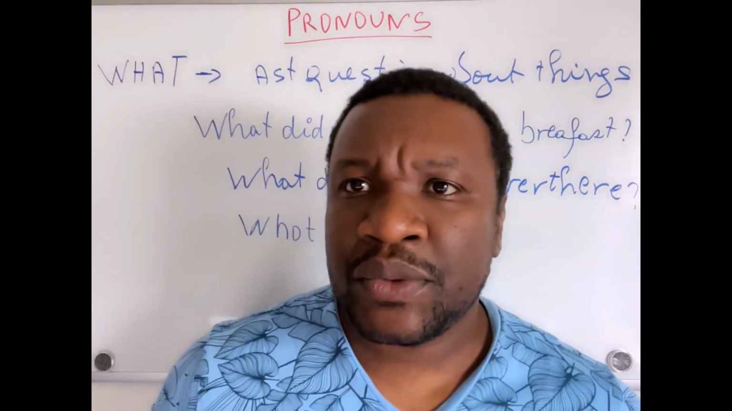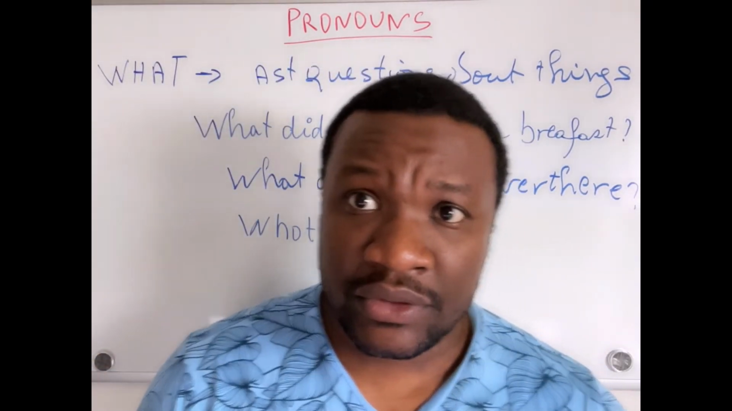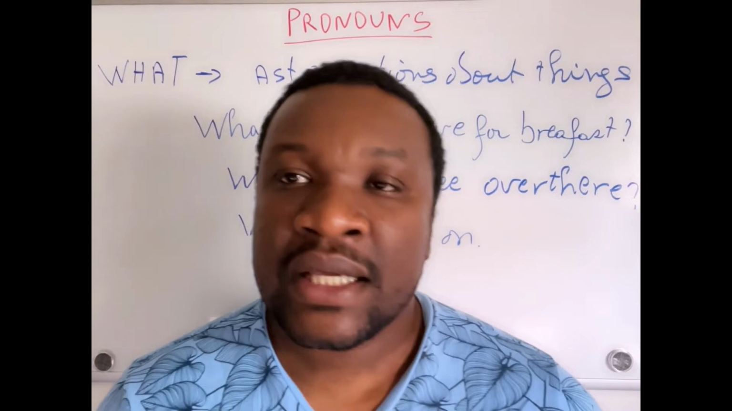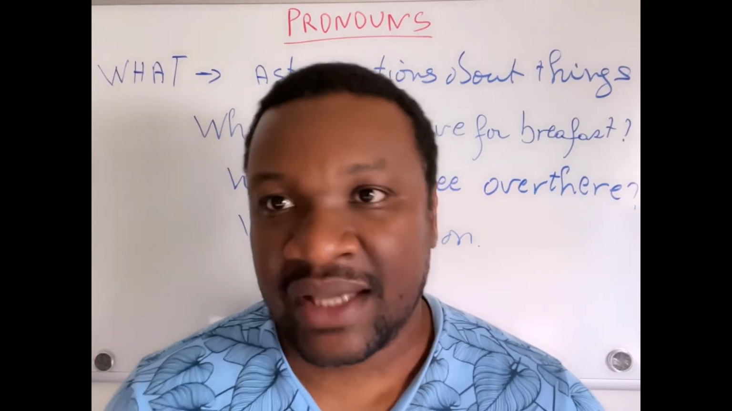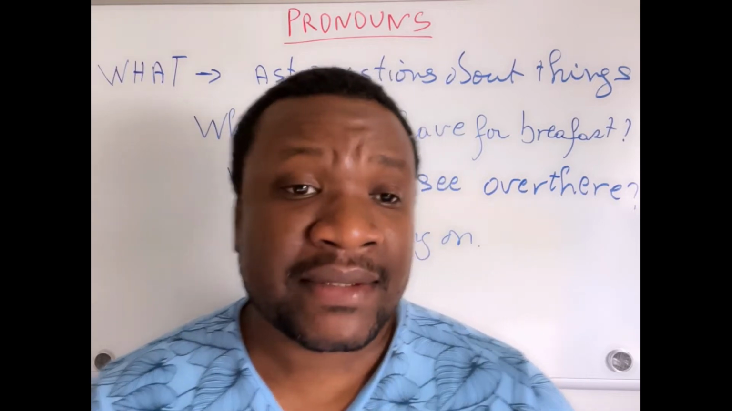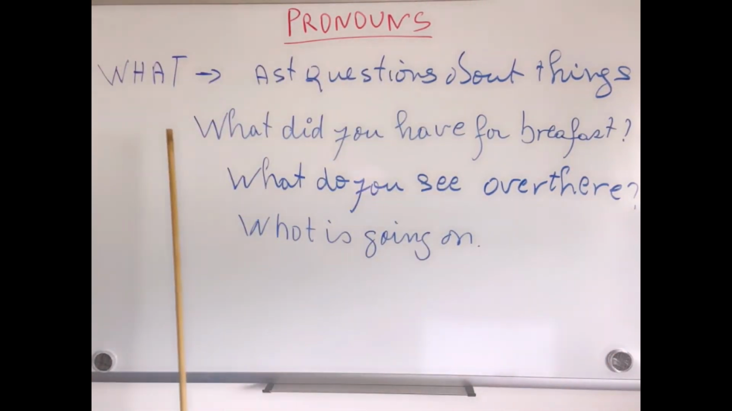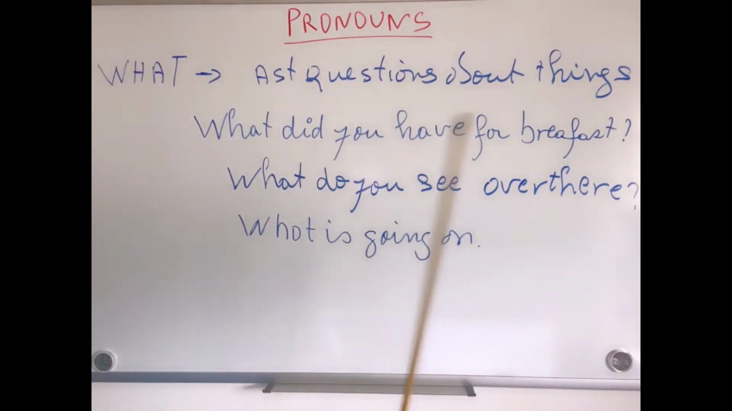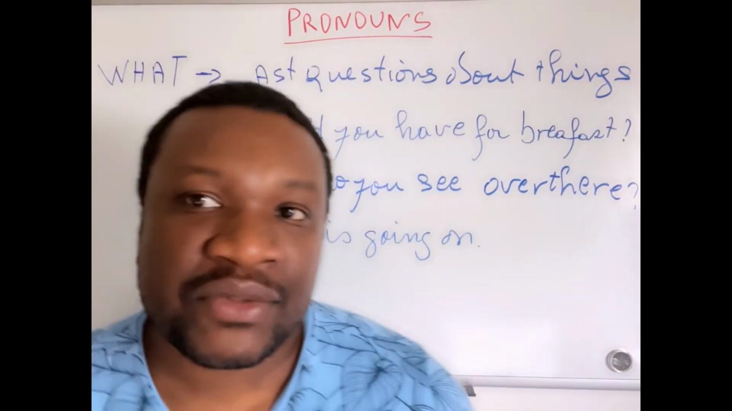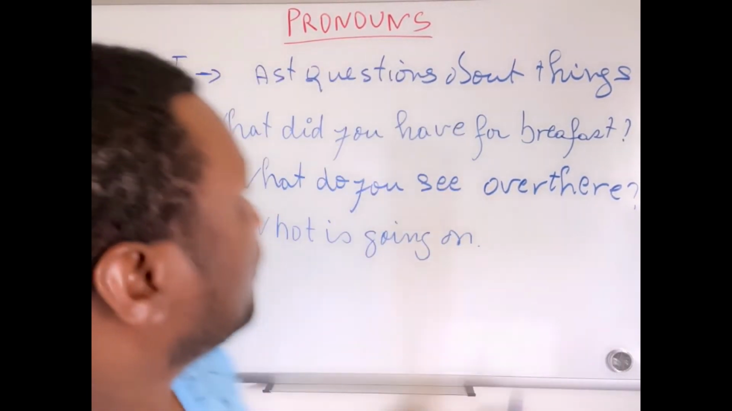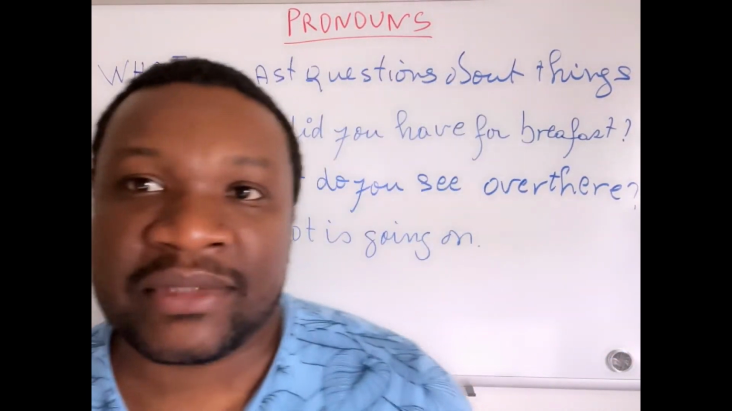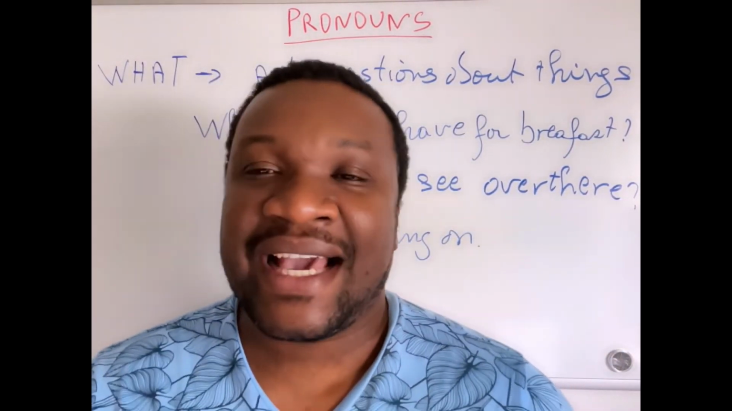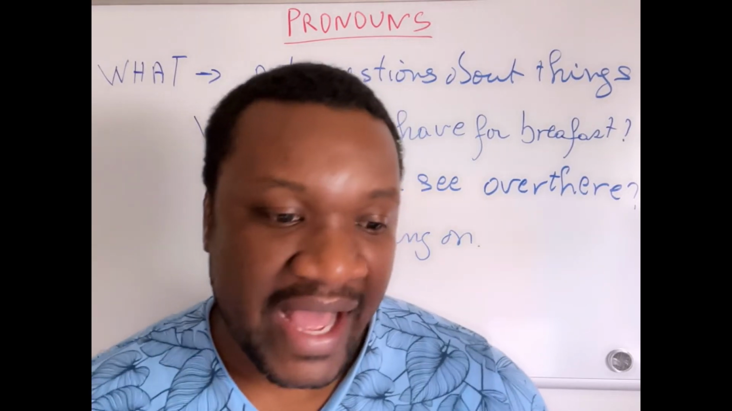Okay? We use what generally or mainly to ask question about things, about object, about things. Let's say, what did you have for lunch? What did you have for breakfast? I know you ate something. I know you had something, but I didn't know what you had. I ask you, what did you have for breakfast?